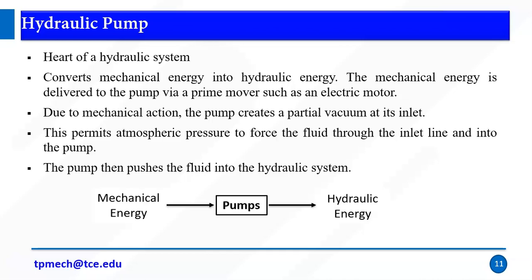So due to the mechanical action, the pump creates a partial vacuum at the inlet. This permits atmospheric pressure to force the fluid through the inlet line and into the pump, right? Then the pump pushes the fluid into the hydraulic system, right? So this is the simple working of hydraulic pumps.